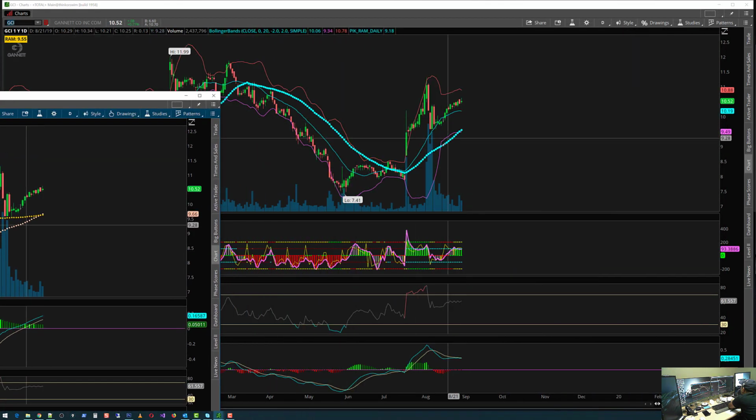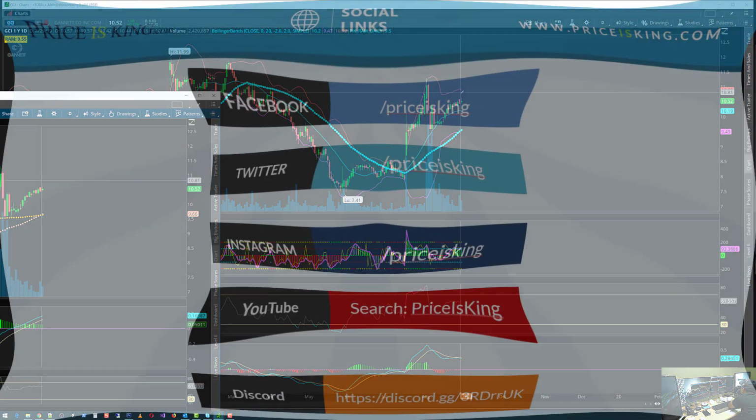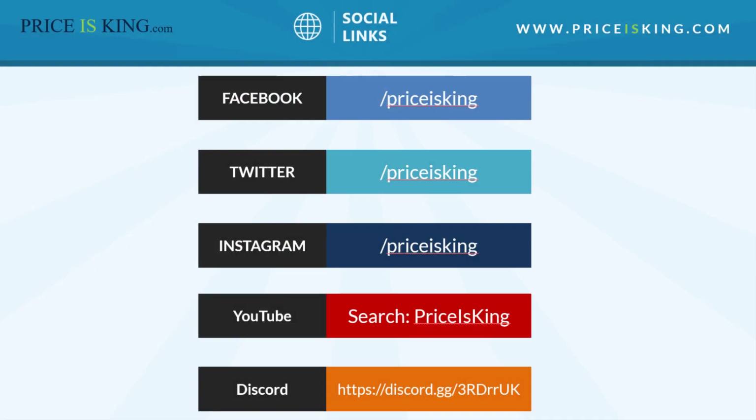And this is well above our RAM indicator. It's above the mid band, the daily mid band on the Bollinger Bands, and it's got some gravitating room to go and touch the upper band, right? So keep an eye on this. Make sure you put this on your list to watch for this upcoming week.